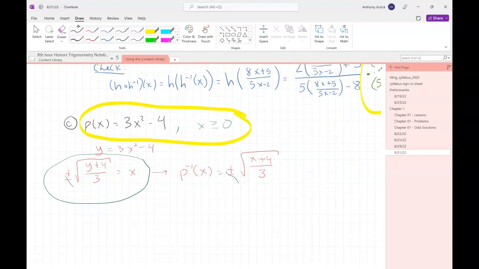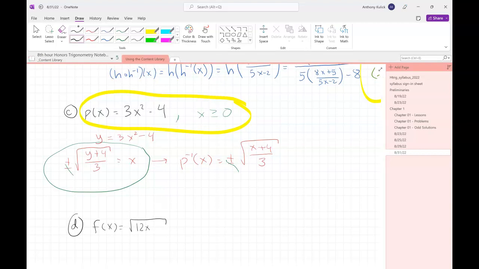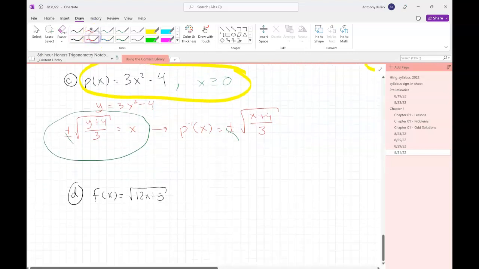All right. Let's do a couple more. We're back to F again, somehow. Okay. What type of function is this?